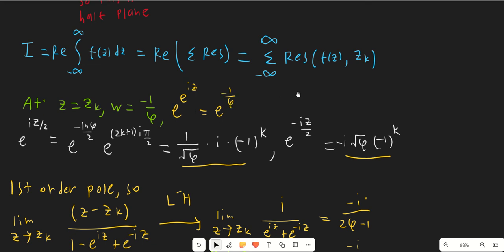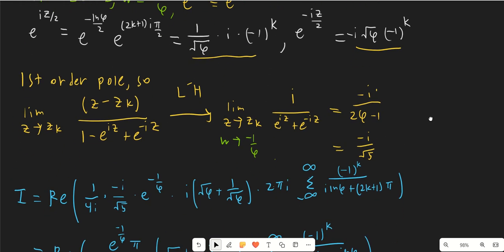That's one. We have sort of 4 functions to deal with here, so we're going to go through them one by one. In order to calculate sine z over 2, or e^(iz/2) minus e^(-iz/2) over 2, rather, we can just go ahead and plug in our definition for zk, and we get that e^(iz/2) equals 1 over square root phi times i times negative 1 to the k, and e^(-iz/2) gives us negative i times square root phi times negative 1 to the k.